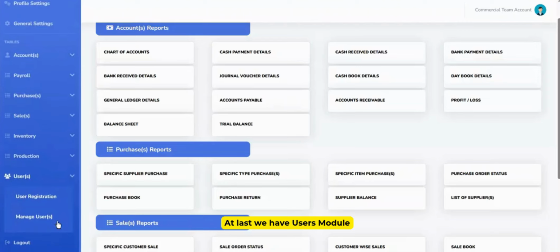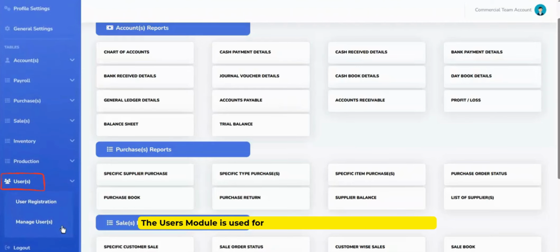At last, we have the Users module. The Users module is used for system security and user management. It includes forms such as user registration and manage users. It helps in creating users, assigning rights, and managing access to the system.